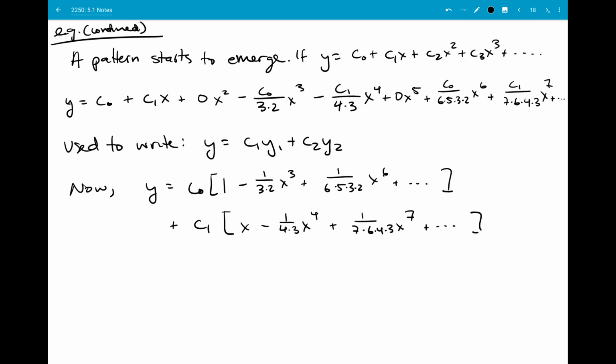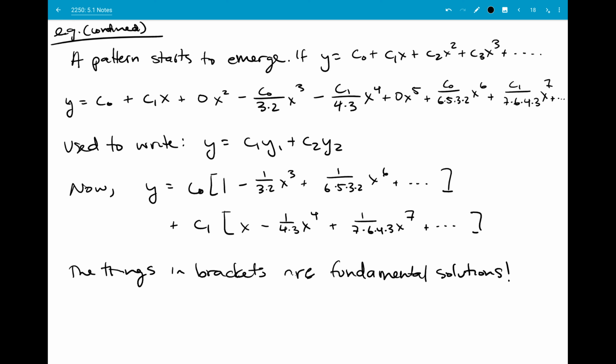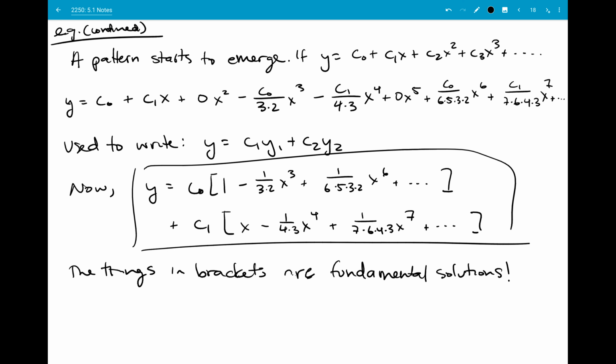And so these things in brackets are fundamental solutions. And the general solution is just this thing. Next class, we'll think more about actually what those fundamental solutions look like, but you're learning a lot of stuff right now. So we'll kind of leave it right there for this example.